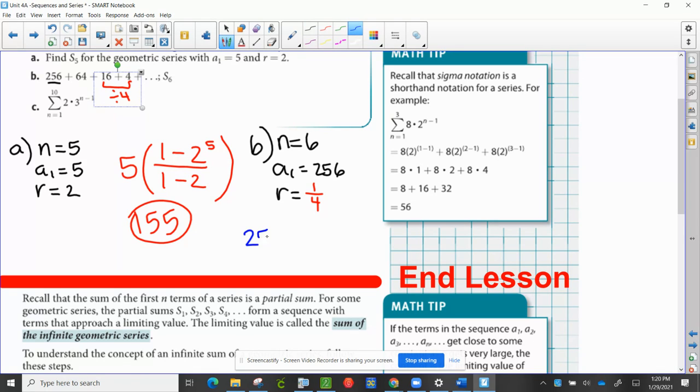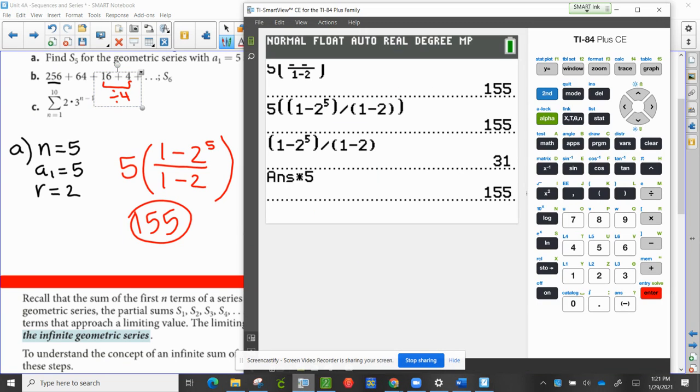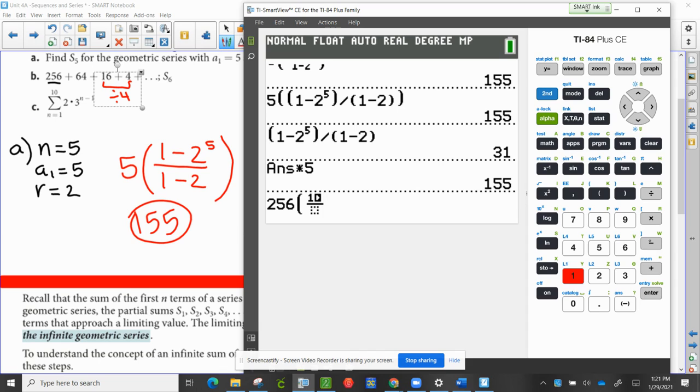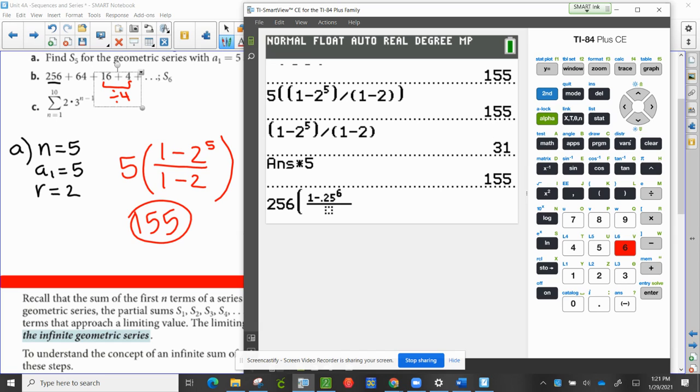We have the first term times 1 minus our ratio to the nth power divided by 1 minus my ratio. Okay. So again, this looks a little messy, but let the calculator worry about that. We have 256. Put in my fraction here. 1 minus, I'm just going to use 0.25 instead of a fourth. That's a little easier to type in. Close that parenthesis. So if I punch that in, I should get my answer.